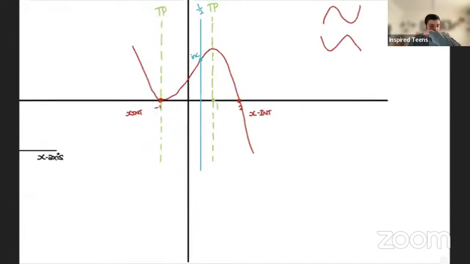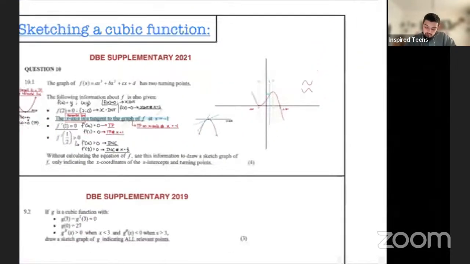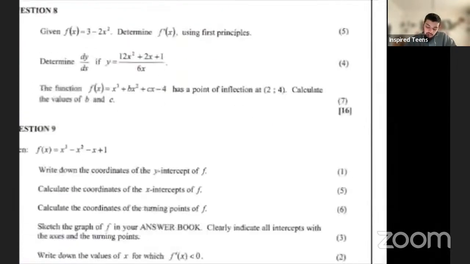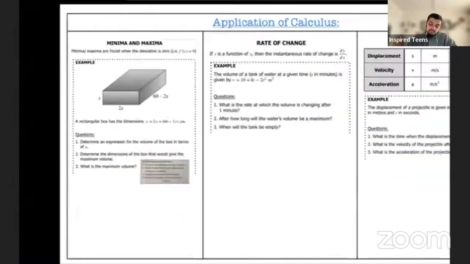Okay, it's because they said that the x-axis is a tangent to the graph. So here you can see this horizontal line forms a tangent to the graph at this point. And the only time a horizontal line forms a tangent to a graph is at the turning point. So that's the reason as to why that is. Okay, thank you for that question.